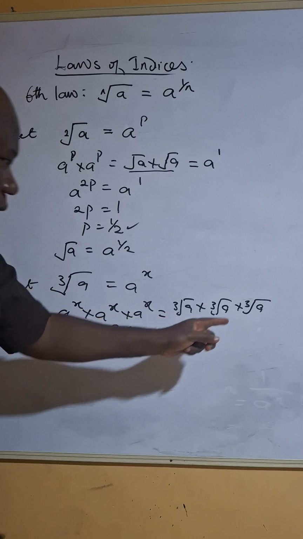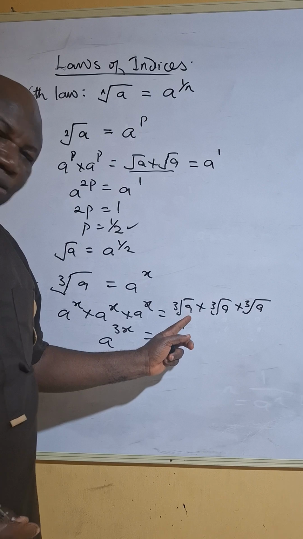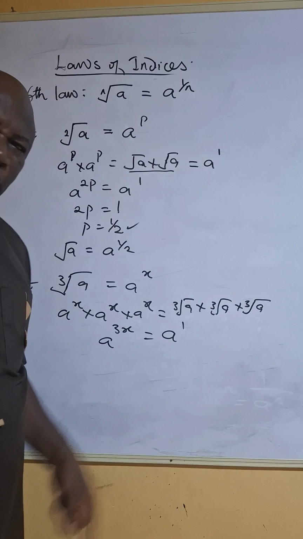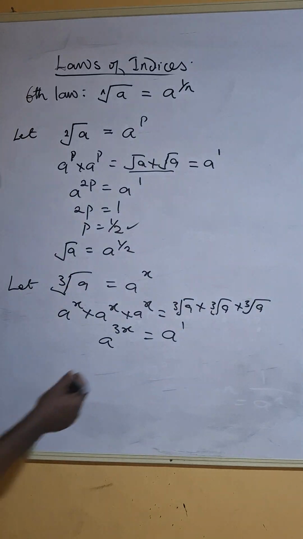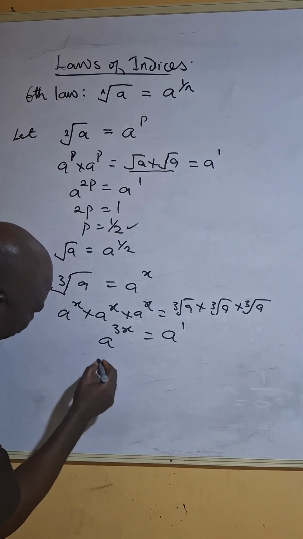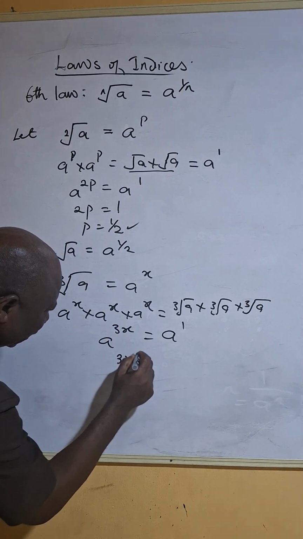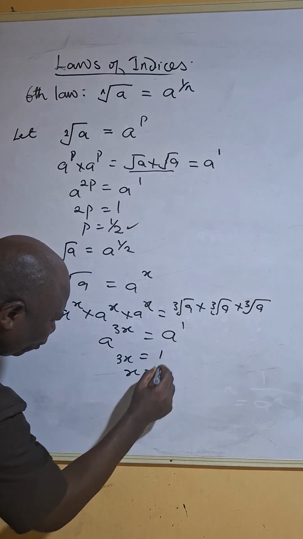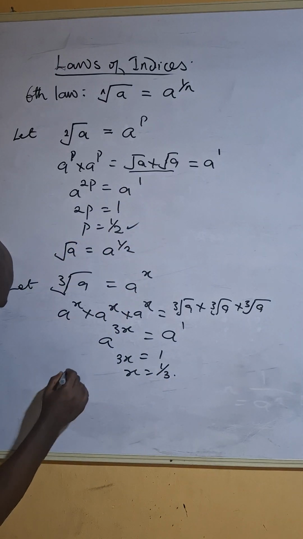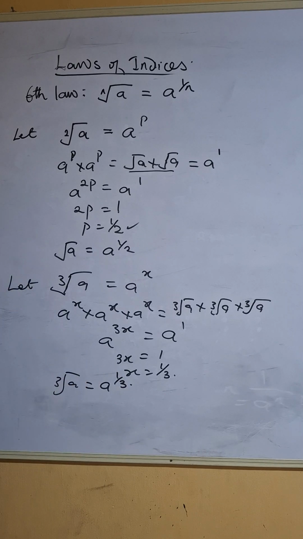It will give us a raised to power 1 because in 3 places, just like 8. Let's assume that this one is 8. Cube root of 8 will be 2 times 2 times 2. 2 times 2 times 2 will give us 8. So this one, applying the rule of exponential equation, you have a is equal to a here. So 3x is equal to 1. x is equal to 1 over 3. Therefore, you can say cube root of a is equal to a raised to power 1/3.